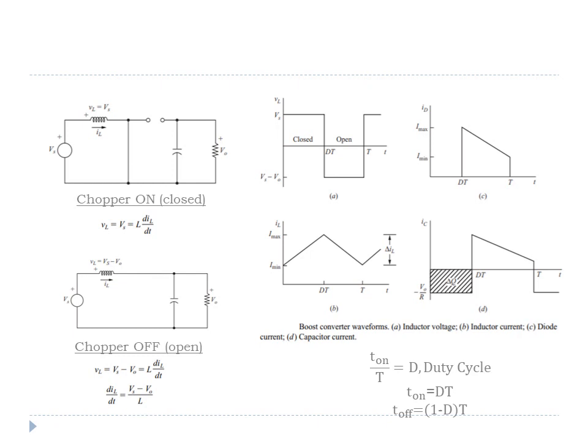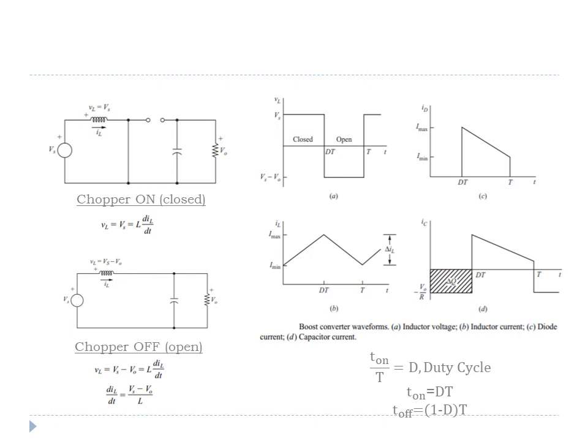The current through the inductor rises when the chopper is on from I minimum to I maximum, and it falls from I maximum to I minimum when the chopper is off. The diode current is equal to the inductor current when the chopper is off. But when the chopper is on, the diode is reverse biased, hence the diode current is 0.